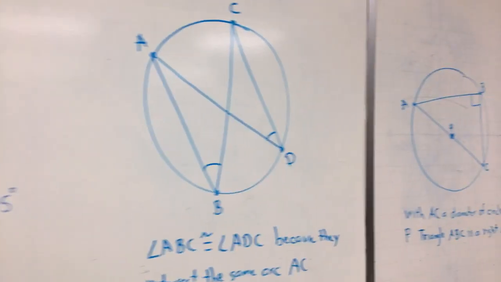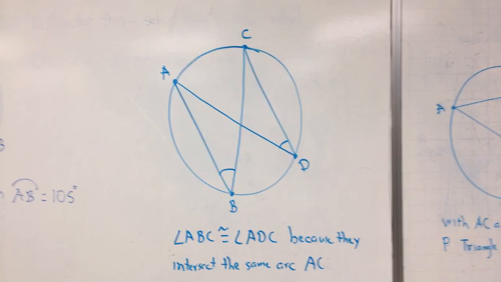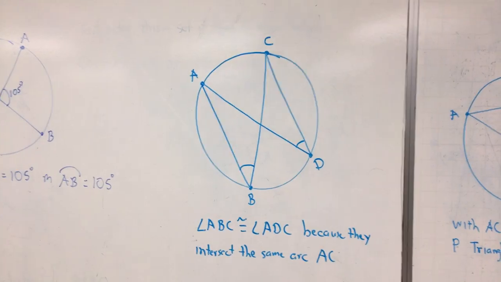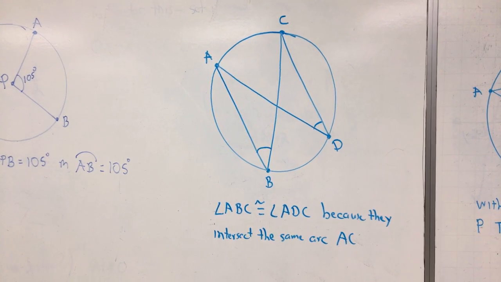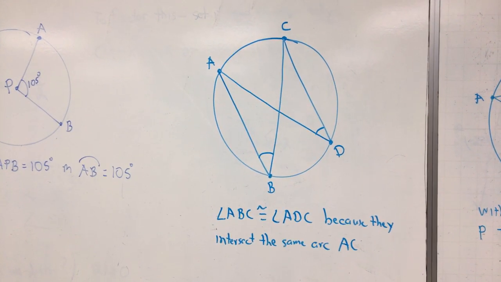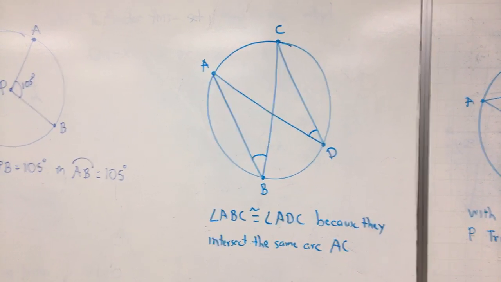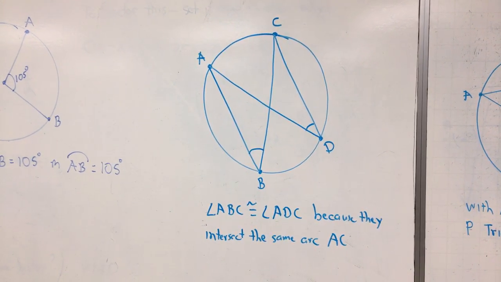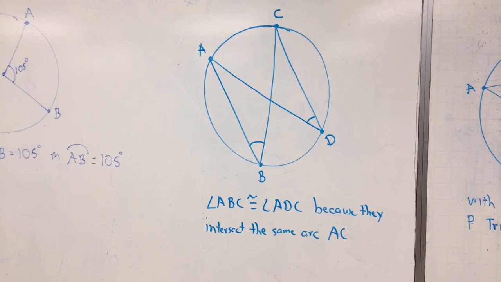All right, then we move into something that looks like this. Now here we have 2 inscribed angles, and we're assuming that all of these points are in fact on the circle, okay? Now notice that angle ABC and angle ADC both intersect arc AC. And we have a theorem that says that if two inscribed angles intersect the same arc, then they are congruent. Okay?